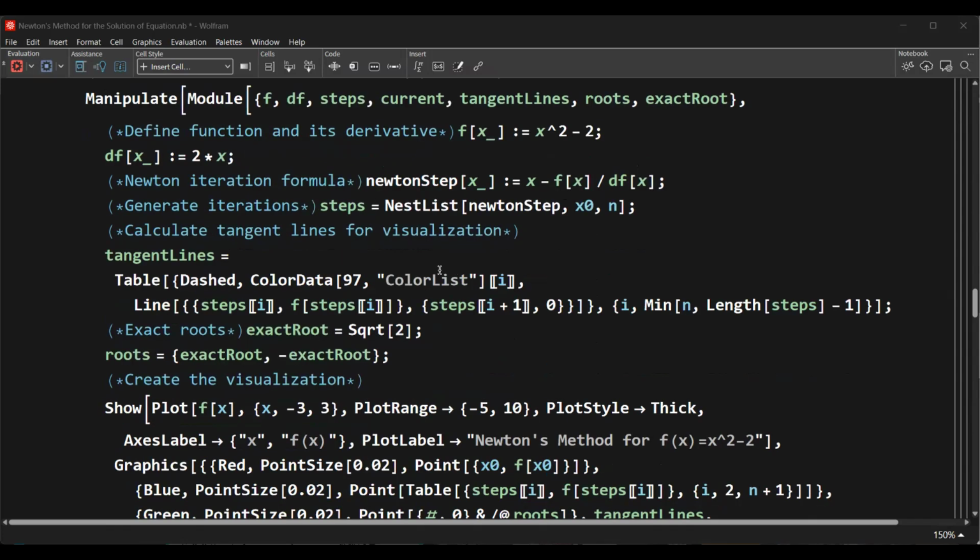Then calculate the tangent lines for visualization. So our tangent lines here, we have to make a table here where we have the dashed lines. And we have the color, colorless. So we have to choose which of the colors we have to show. For example, here we have the lines. So this step 1 here is the first approximation. Then f of step 1, step i, is the corresponding y value. Then at x equal to 0, so we have the solution here.